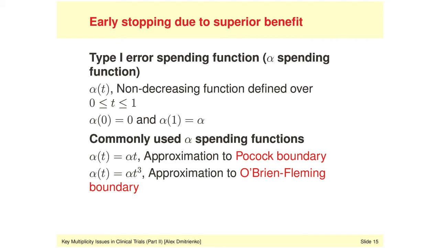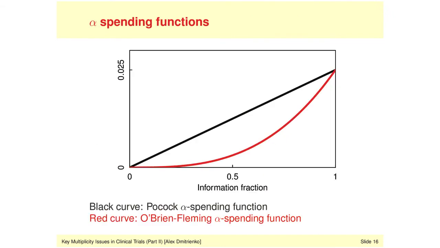It's alpha times t, that's the function that approximates reasonably well the Pocock stopping boundary, and alpha times t cubed would be a good approximation to the O'Brien-Fleming stopping boundary. I would like to point out that there are multiple other ways to approximate these popular stopping boundaries, and there are also other families of alpha spending functions that are used in group sequential trials. The alpha spending functions that correspond to the O'Brien-Fleming and Pocock stopping boundaries are shown in this figure.